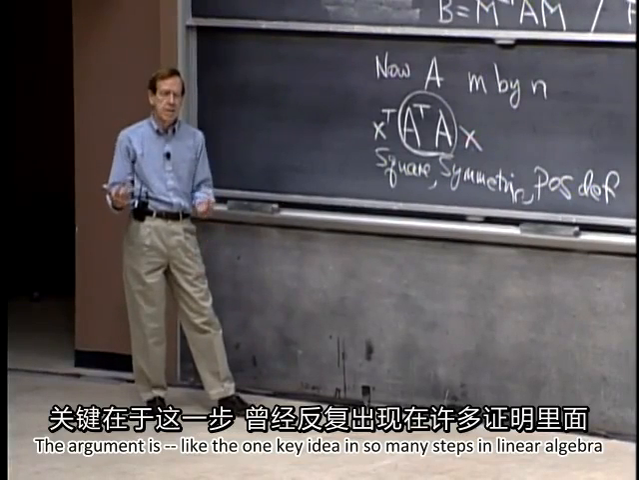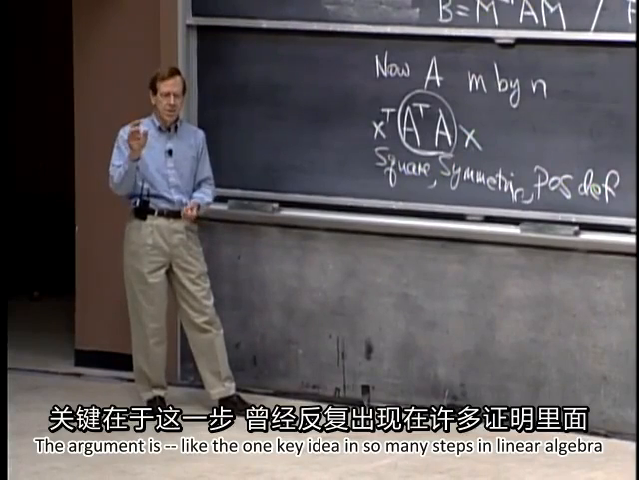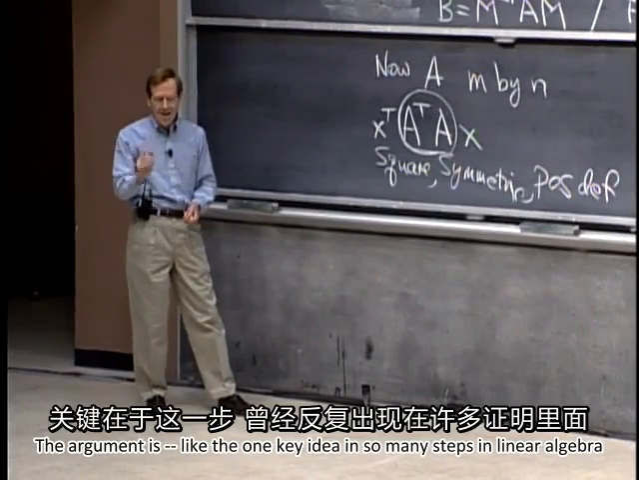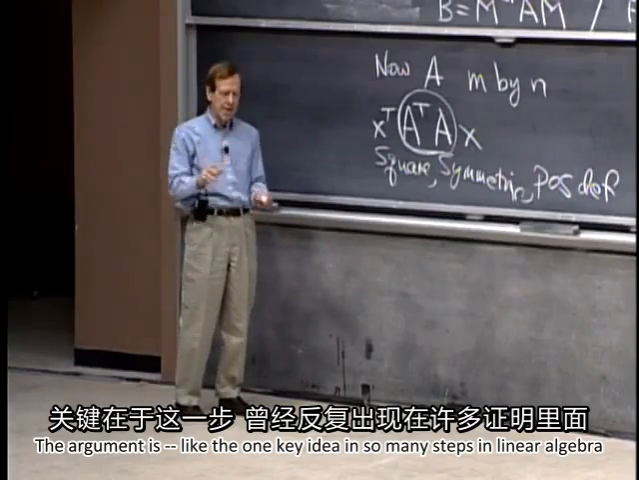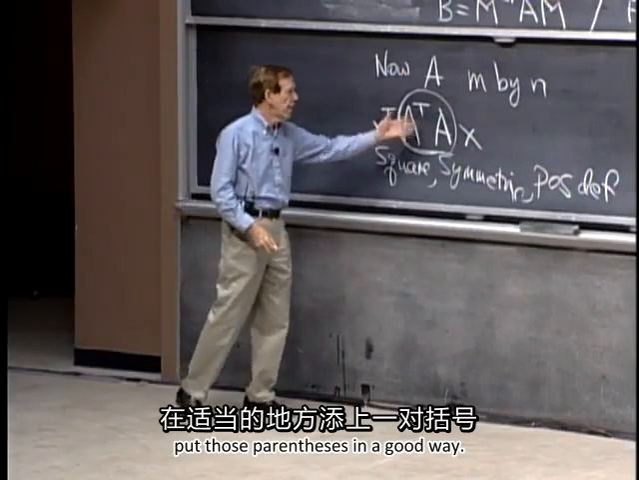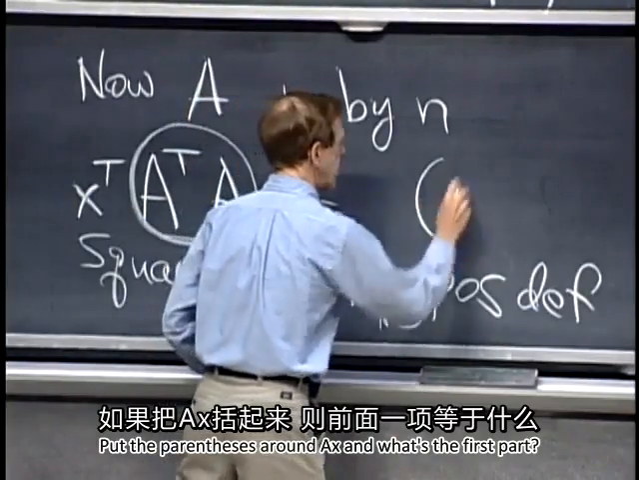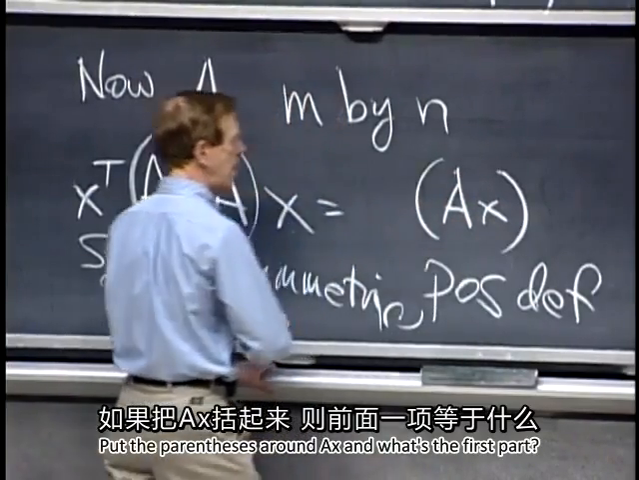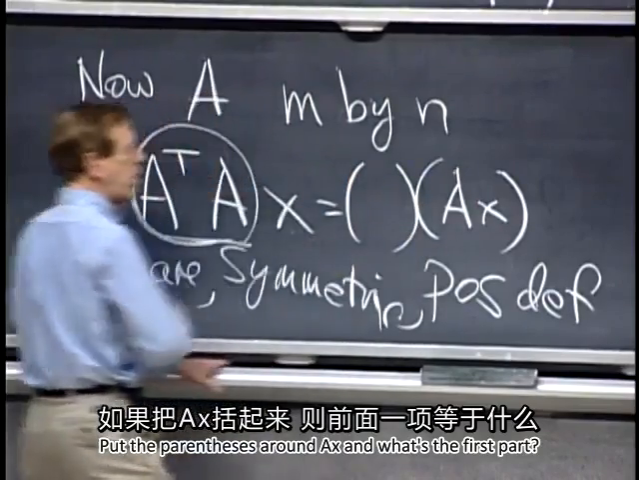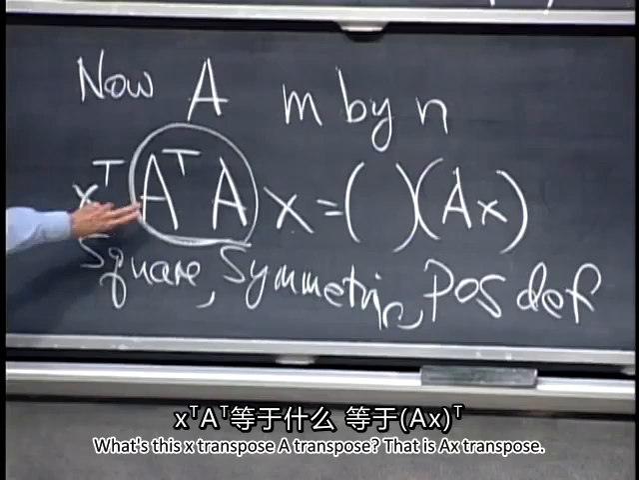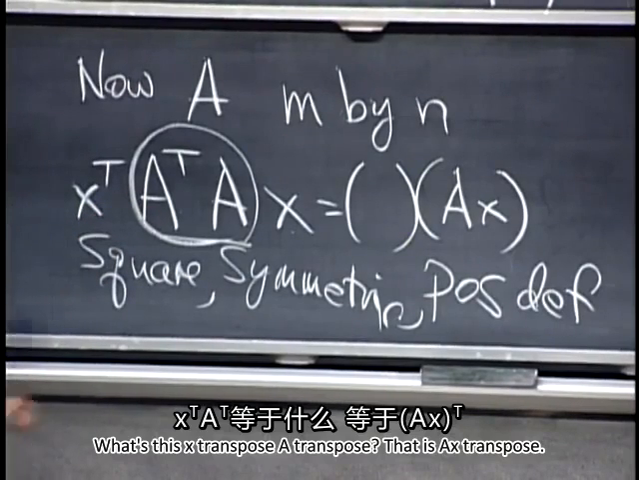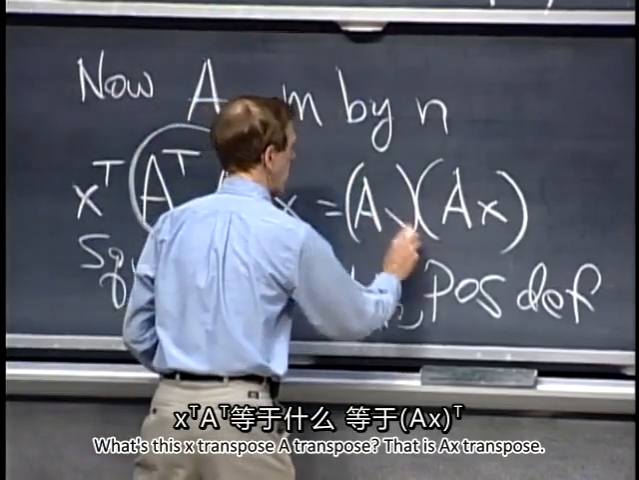The argument is like the one key idea in so many steps in linear algebra. Put those parentheses in a good way. Put the parentheses around AX, and what's the first part? What's this X transpose A transpose? That is AX transpose.